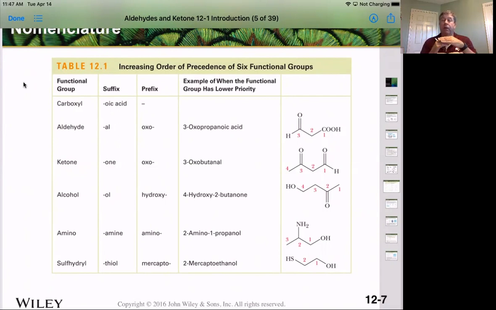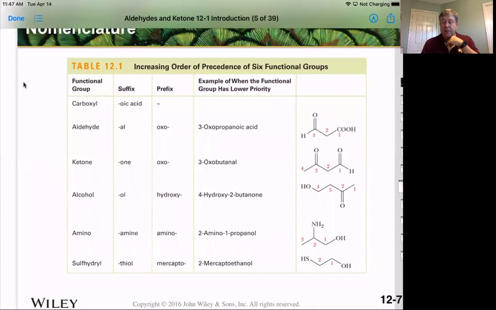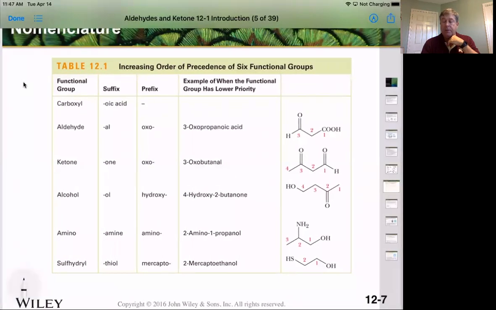Once we get to alcohol, though, the next thing above alcohol is ketones. So if you have an alcohol and a ketone on the same compound, it's named for the ketone, and therefore you have a hydroxy ketone of some sort. Aldehydes are above ketones on our naming structure, so that if we have an aldehyde and a ketone, it's named for the aldehyde, okay? So for example, in this case here, we have a 4-carbon chain.